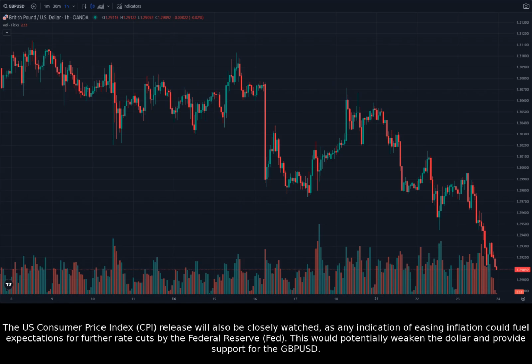The US Consumer Price Index, CPI, release will also be closely watched, as any indication of easing inflation could fuel expectations for further rate cuts by the Federal Reserve, Fed. This would potentially weaken the dollar and provide support for the GBPUSD.